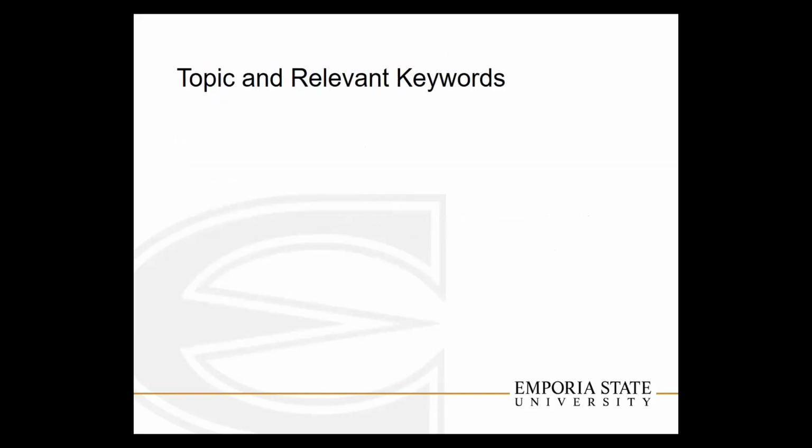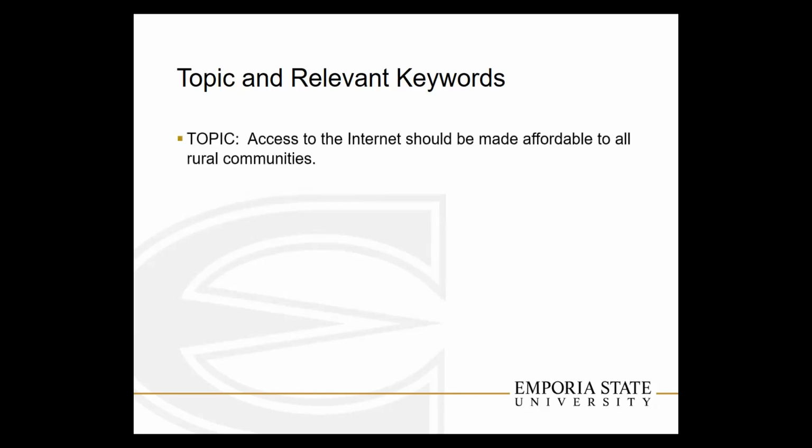So let's do a quick reminder of the topic that we came up with in part 1 of our video tutorial, and also how to identify what are called keywords that you will use for searching for information about your topic. You might remember, we decided that our topic was going to be access to the internet should be made affordable to all rural communities. And in part 1, we talked about identifying perspectives, possible sources for those perspectives, and then the most appropriate resources such as Google, Google Scholar, and perhaps resources from the library to find sources on your topic.